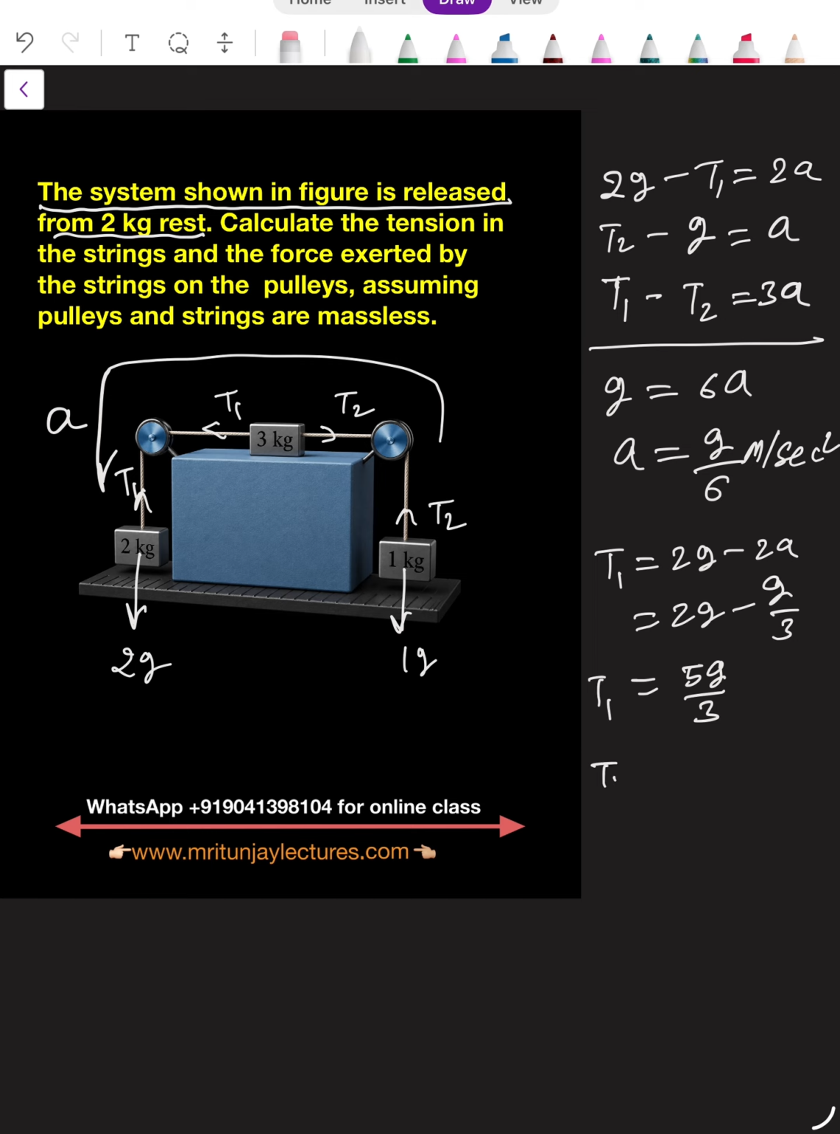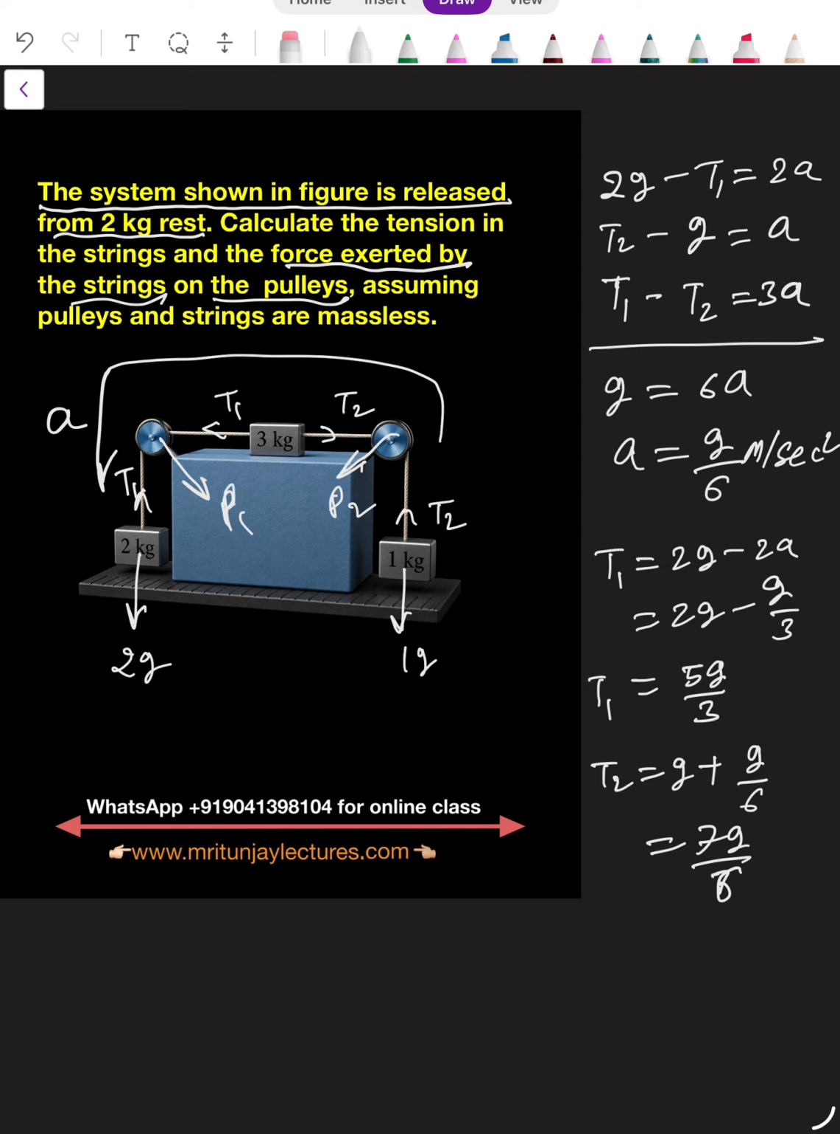Now next target T2. T2 is g plus g by 6. So 7g by 6. Okay. T1, T2 is found finally. Now next target. What about force here P1 and here P2? Okay. Next target. What about, according to question, the force exerted by string on the pulley. So this one is P1 and this is P2.